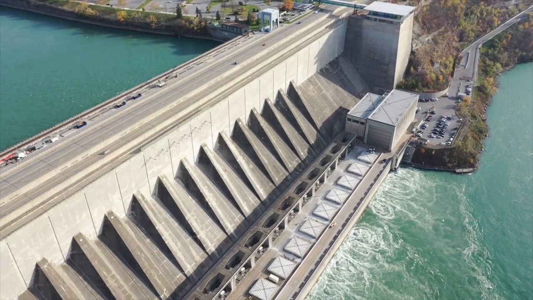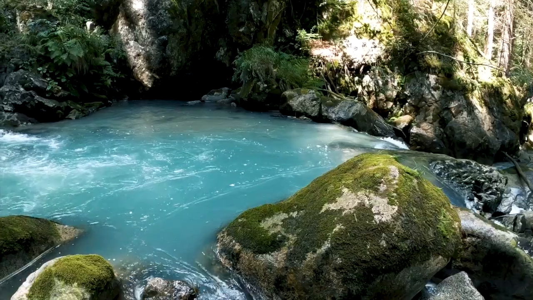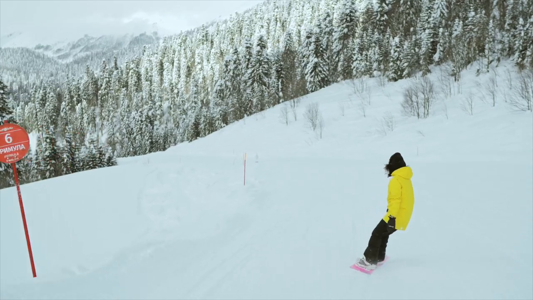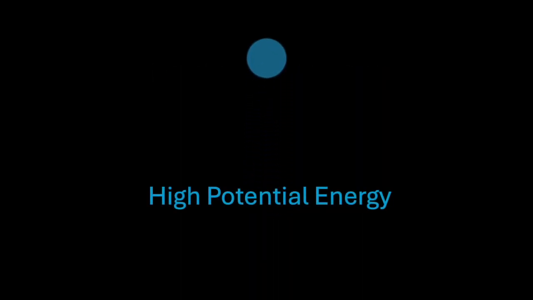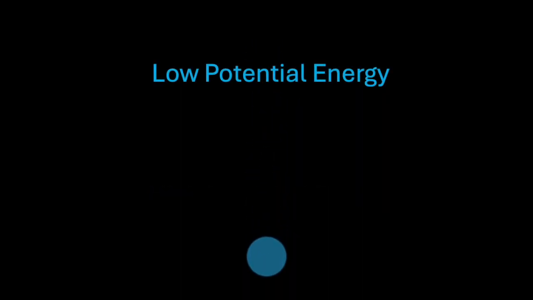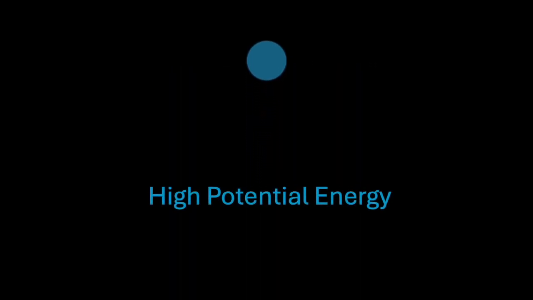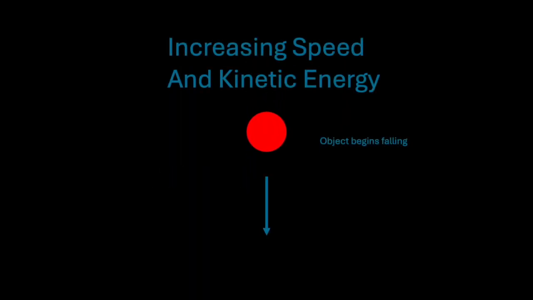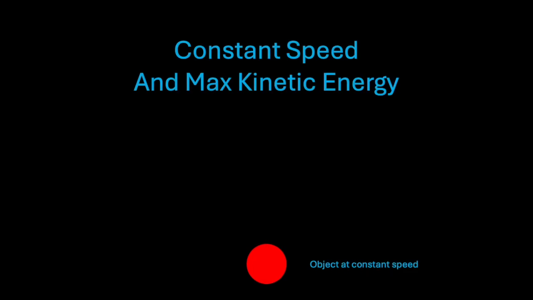Introduction. To make hydroelectric power, you need two things: water and a hill. We can model this using physics, where matter gains potential energy by being lifted and loses it by falling. If an object is dropped, its energy transfers from potential energy to kinetic energy.